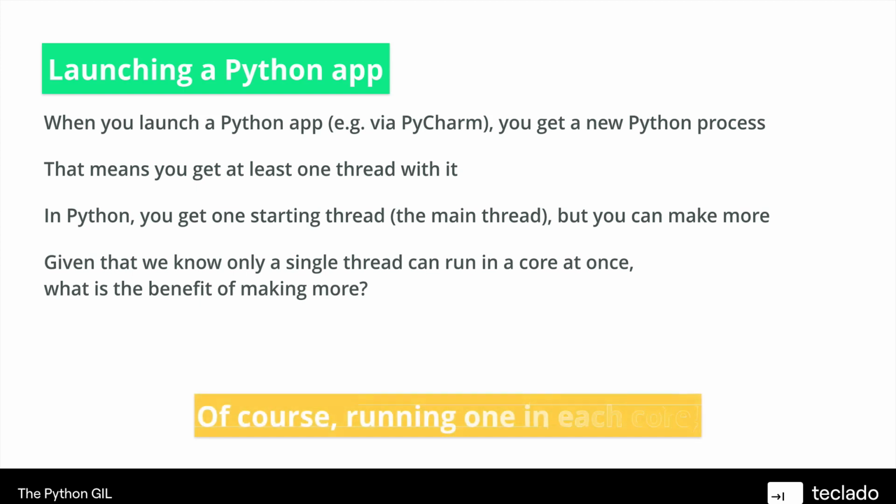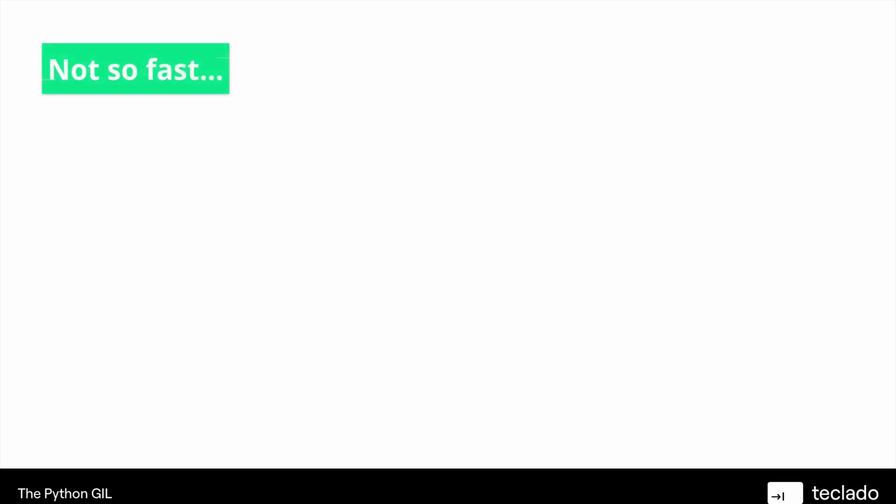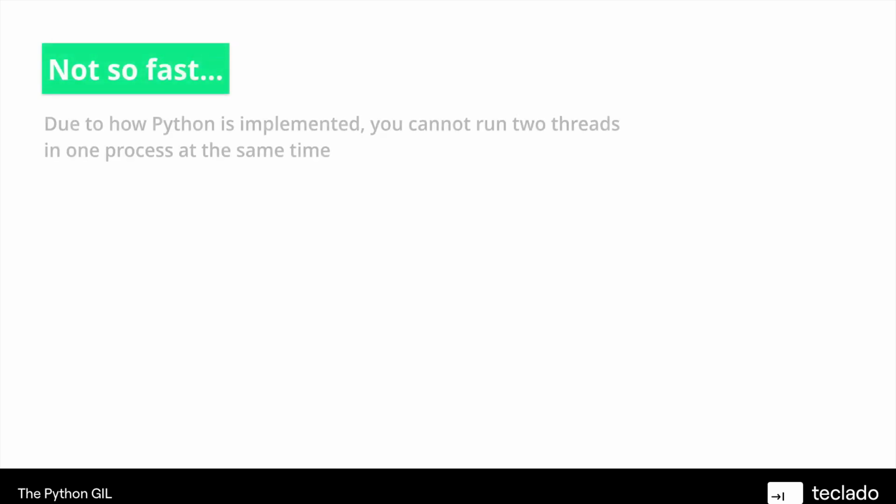Well, of course, the benefit of making more threads is so you can run one in each core. If your computer has more than one core, you could get Python to make two threads and run them in two cores at the same time. Not so fast. Due to how Python has been implemented, by the people who wrote Python, you cannot run two threads in one process at the same time. So if you have your Python process create another thread, the main thread and that other thread are not going to be able to run at the same time, even if you have two cores.